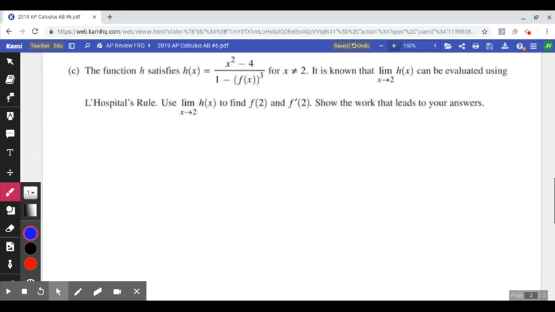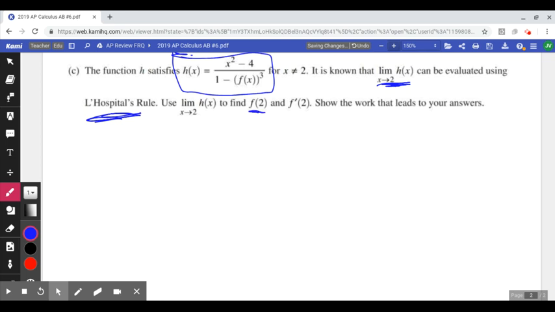Let's move on with part C here, and we now have a function h that satisfies h of x is equal to x squared minus 4 over 1 minus f of x to the third power. So that's going to be probably pretty important for us here. And we're told that that happens when x is not equal to 2. It is known that the limit as x approaches 2 of h of x can be evaluated using L'Hopital's rule. So that might be a help to us. We'll see. We're going to use that limit to find f at 2 and f prime at 2.